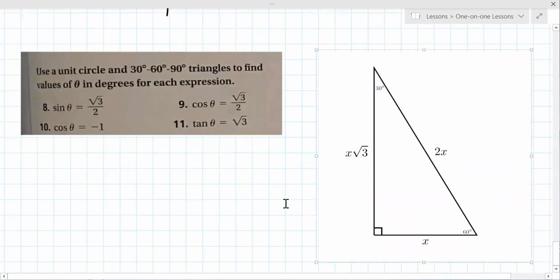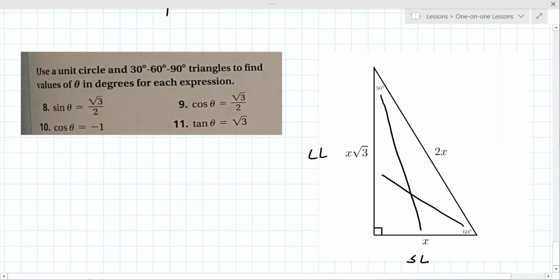Okay, so this on your right is your reference 30, 60, 90 triangle. The short leg is across from the 30. The long leg is across from the 60, and the hypotenuse is the hypotenuse. Now we're supposed to figure out what the angle is for each of these problems.